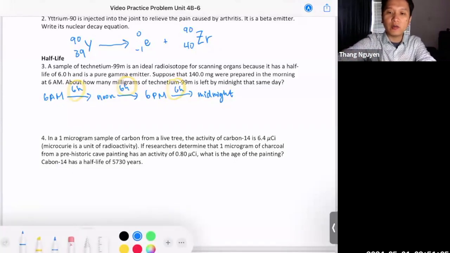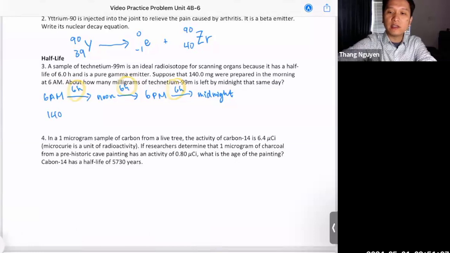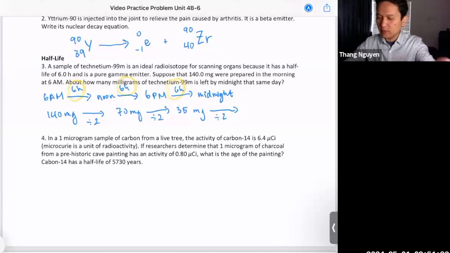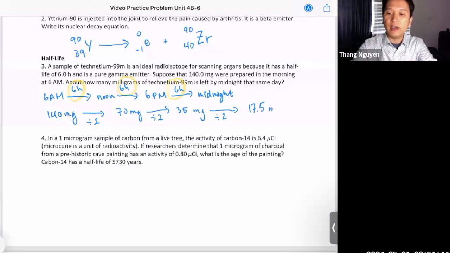So we suppose we start with 140. So here is 140 milligrams. You divide by half. In the first half-life it is 70 milligrams. The second half-life, you divide by 2 again, which gives us 35 milligrams. And then you divide the third time. What's 35 divided by 2? Oh, yes, 17 and a half. So the answer is 17.5 milligrams would be left at midnight.